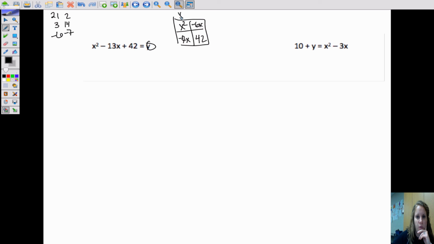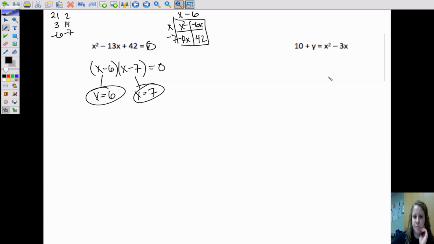So our factored form is going to look like x minus 6 and x minus 7. So here we have x minus 6 times x minus 7. And what two things make those 0? Well, x equals positive 6 would make that 0, and x equals positive 7 would make that 0. So our roots are 6 and 7.